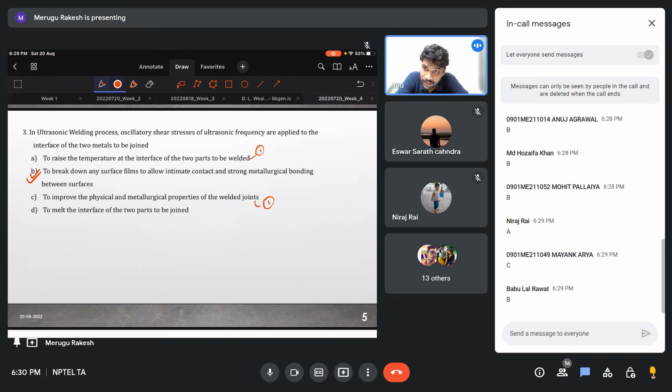So the question is: in the ultrasonic welding process, oscillatory shear stresses of ultrasonic frequency are applied to the interface of two metals to be joined to raise the temperature, to break down any surface films and make a good bonding, to improve the physical and metallurgical properties of the weld joints, or to melt the interface of the two parts to be joined. We can directly remove option D, because we are not melting anything. It is just bonded plastically. There is no actual melting happening in this. So D we can remove, and only A, B, C we have to consider. To raise the temperature at the interface of the two parts to be welded: that is not actually why we apply this in ultrasonic welding. We don't bother about temperature, since it is solid state welding. Of course, it will be less than the melting temperature.